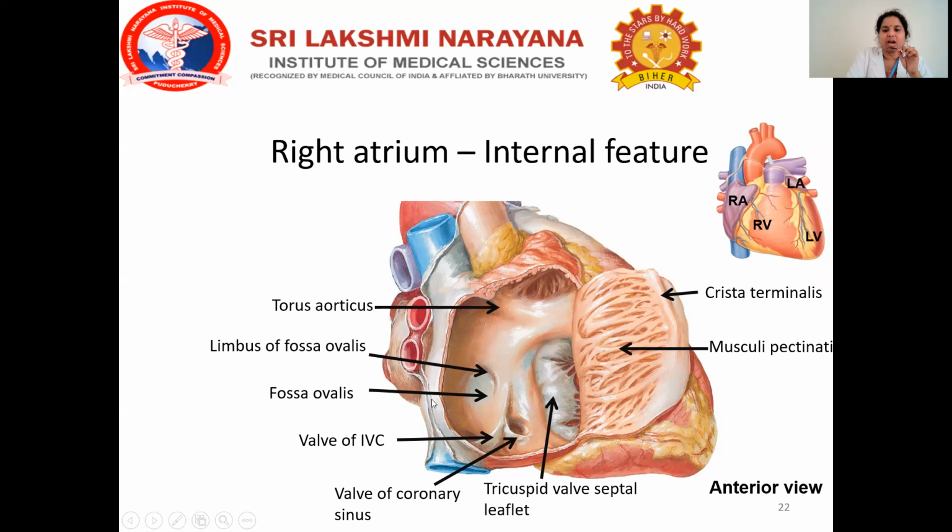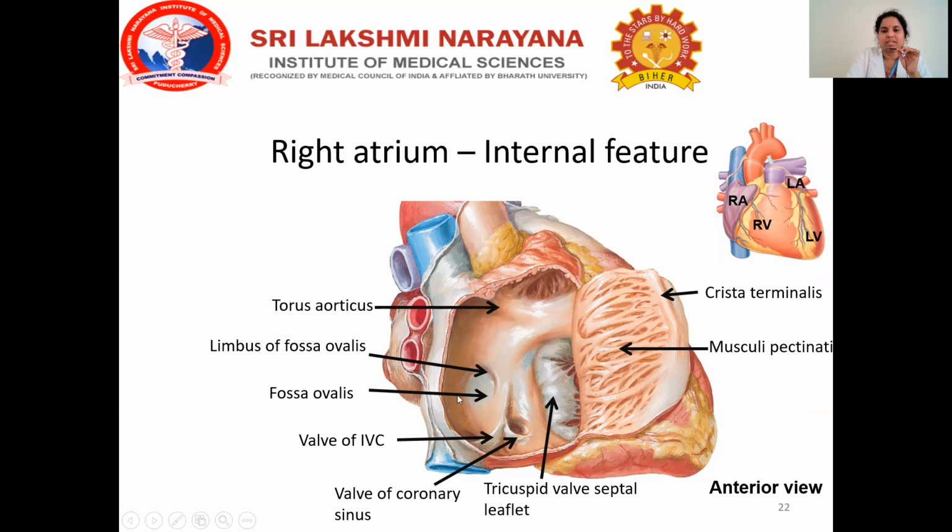The posterior smooth part of the heart presents the following features. The small elevation present in the upper aspect of the interatrial septum is called torus aorticus. Torus aorticus swelling is produced by one of the non-coronary aortic sinuses.